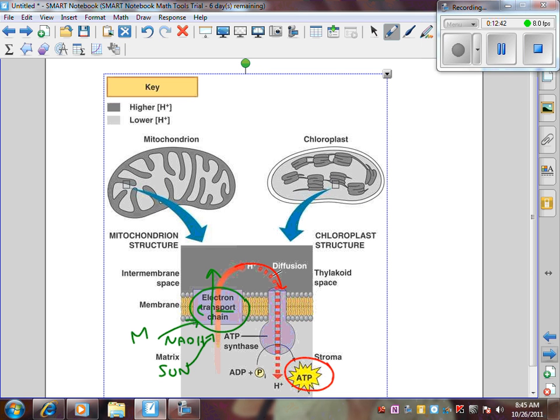Now, comparison-wise, we have matrix, inner membrane space, thylakoid, stroma. They're very much the same process, except we're pumping H pluses into this inner membrane space, and then they're rolling back into the matrix, right, through the ATP synthase. Here we pump them into the thylakoid, and they roll back into the stroma. So make sure you understand the comparison here, right? And this whole process that we're talking about is chemiosmosis, right? Which is basically the pairing of the electron transport chain to the ATP synthase.